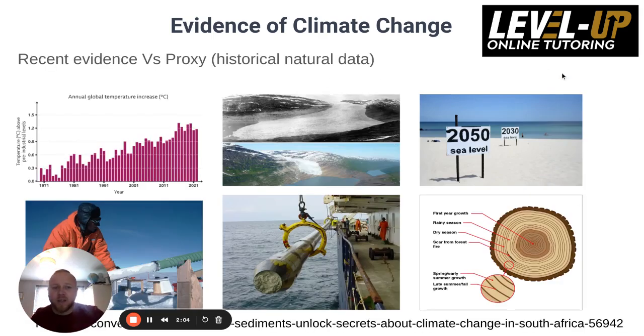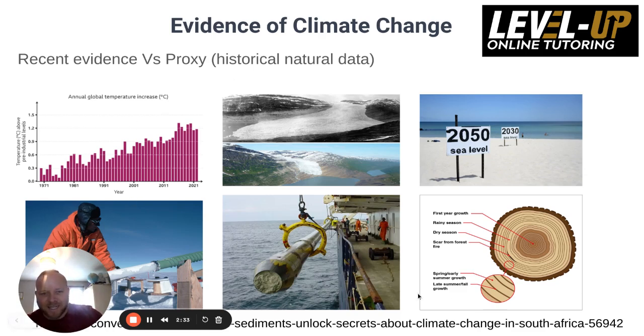Okay, so how do we know this? What do I say when I'm arguing with my dad? We have recent evidence and we have proxy evidence, which means historical natural data. So the top three are the recent ones. First of all, if you just look at a thermometer record over the last 100 years, you can clearly see that temperatures are increasing. If you look at old photos of glaciers and current glaciers, they're definitely shrinking, so that proves the world is warming. And sea level rise. Sea levels are rising. That's happening because ice is melting.